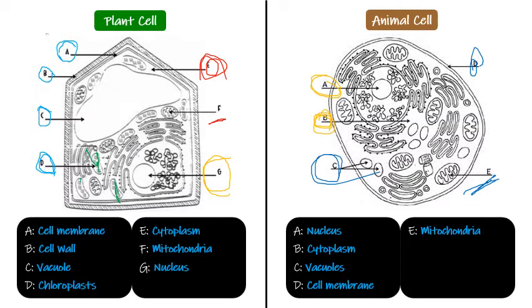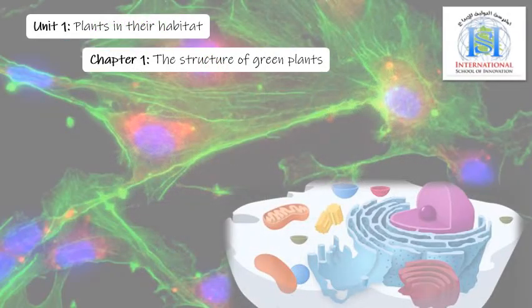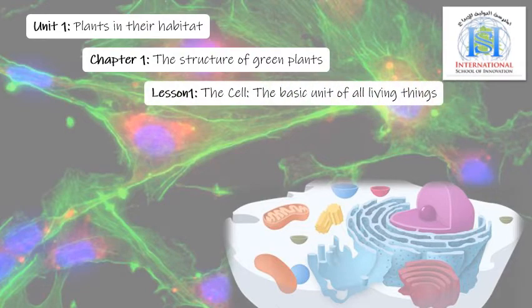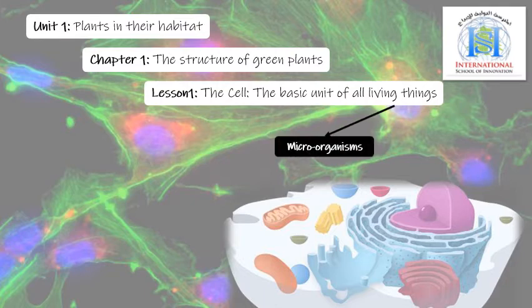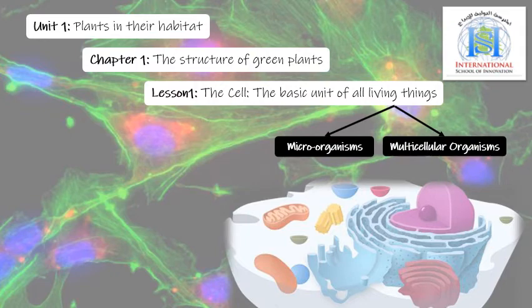So as you can see, we have 5 common parts: cell membrane, vacuoles, cytoplasm, mitochondria, and nucleus. Plant cells have a cell wall, animal cells don't. Plant cells have chloroplasts, animal cells don't. So, we said the cell is the building block of all living things. Plants, animals, and people are made of cells. Some organisms are made of one single cell. They are unicellular organisms, and we call them microorganisms. Some others, like us, like animals, are made of an endless number of cells, and they are multicellular organisms, like animals, people, and plants.